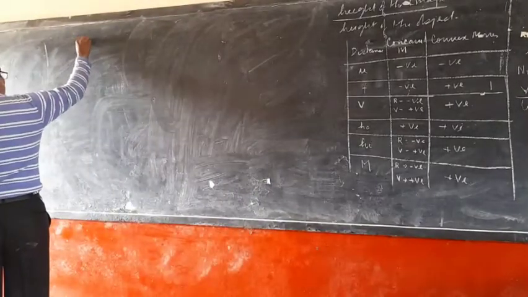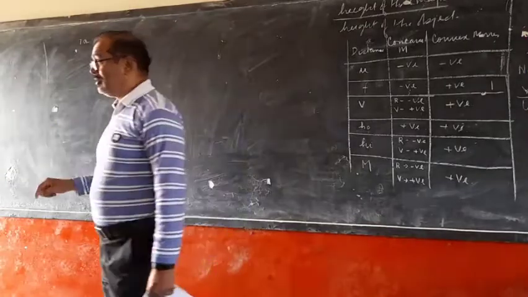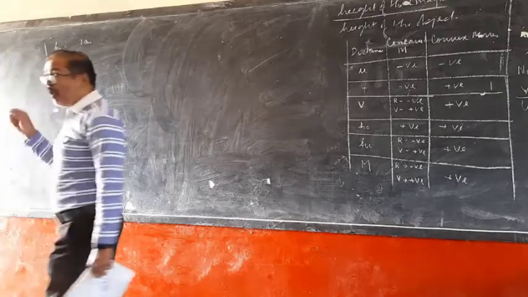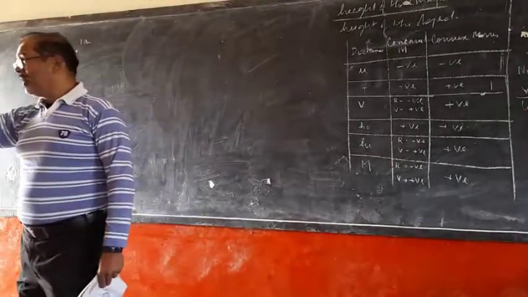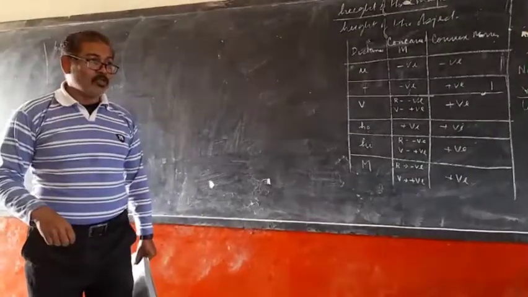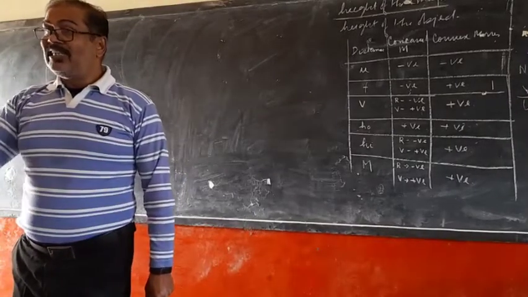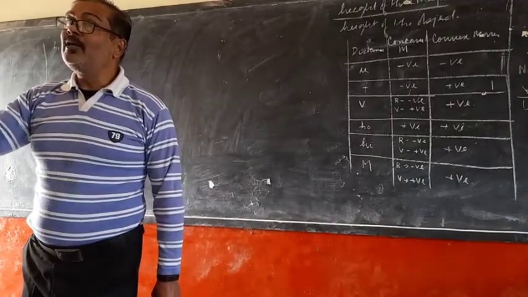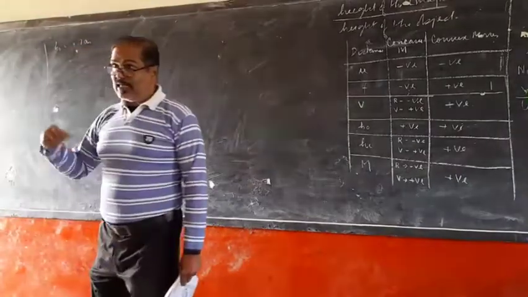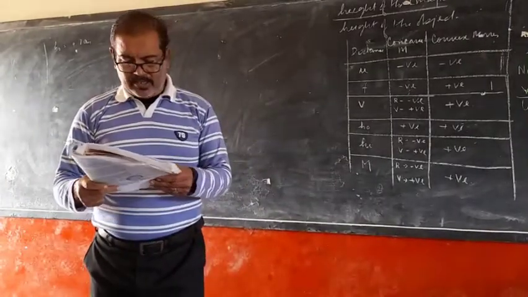You are given an object of size 7 centimeter. What is this 7 centimeter? Any girls, raise your hand and speak. Height of object. That is 7 centimeter. Is it positive or negative? Komal. Always. Height of object is always positive. Why? Because it is always kept above the principal axis. So first we have to translate it with the correct sign: height of object is plus 7 centimeters.